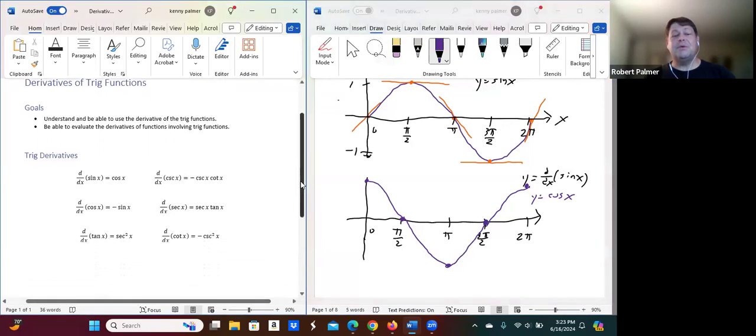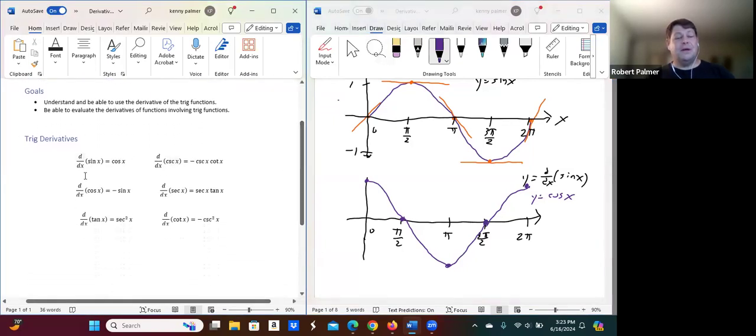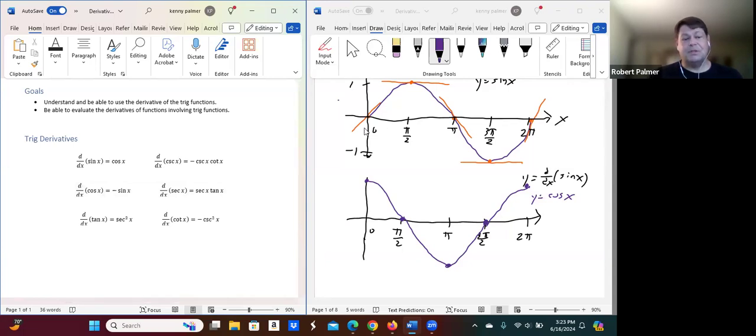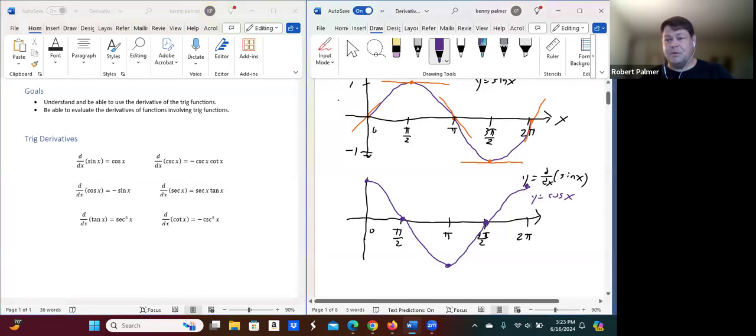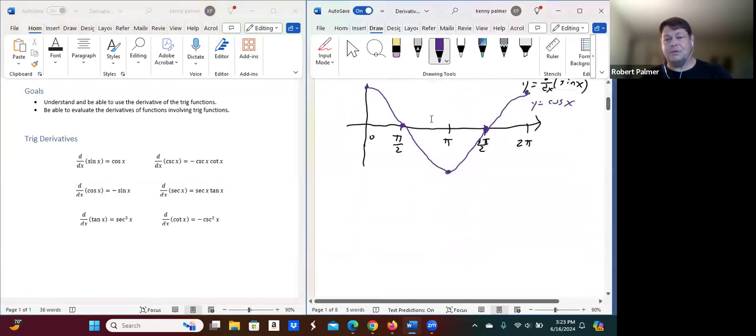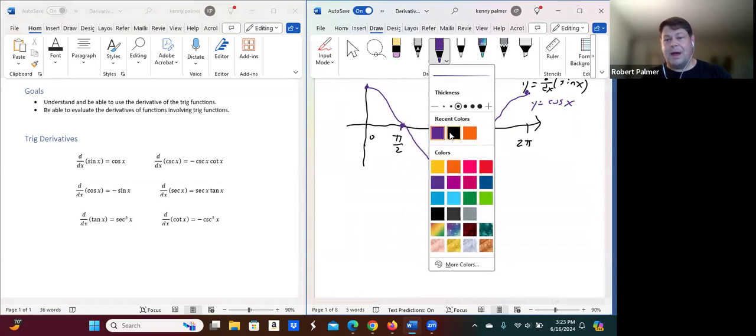And so we could do a similar thing. We won't take the time, but we could also find the derivative of cosine is actually negative sine. So if you took the graph of sine and flipped it over the x-axis, that'd be the negative sine. Okay, we do a similar thing there. So let's take just a moment and practice with these two, and then we'll get to the others. Let's look at some examples.